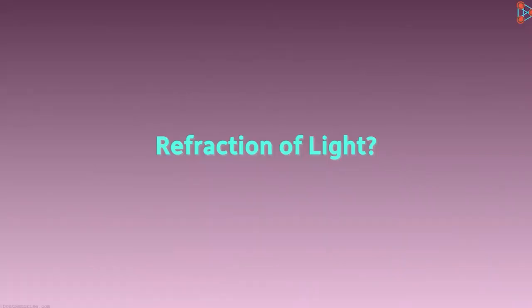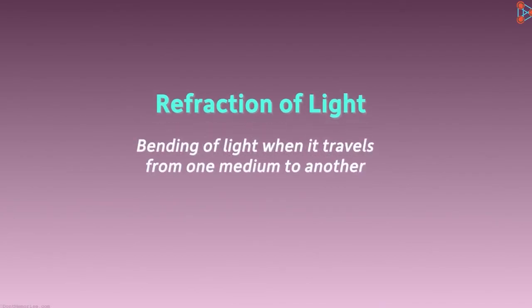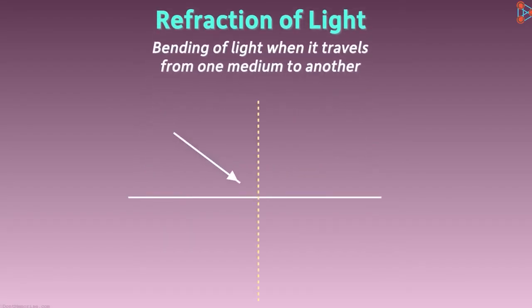Here's how we define it in simple words. It's simply the bending of light when it travels from one medium to another. Yes, if it is incident at this angle, then it goes through at another angle. Now this is not the exact definition, as there are a few technicalities involved. Let me explain it to you.